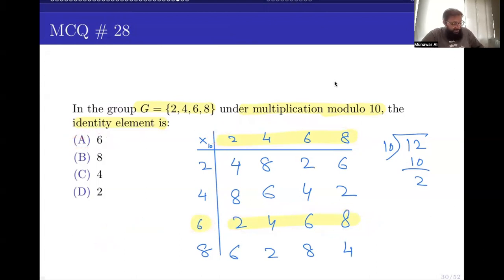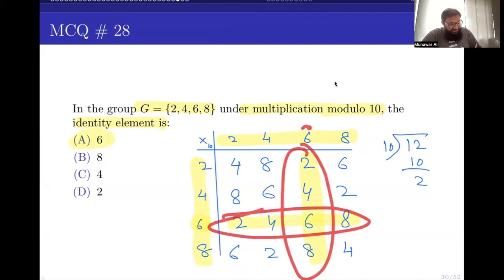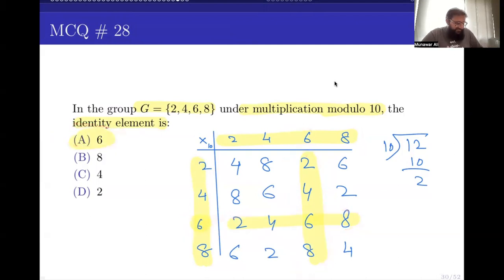Or you take this column 2, 4, 6, 8, multiply with 6, and you will again get 2, 4, 6, 8. So the correct option is that the identity element is 6, since 2, 4, 6, 8 is reproduced only with 6. So the identity element is 6. Very simple question.